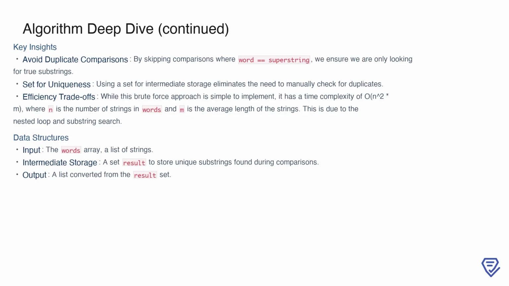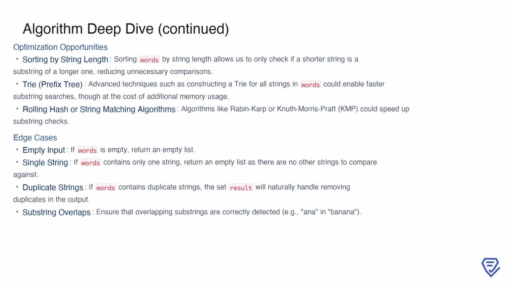As for the data structures, we're working with three key components: the input array words as a list of strings, the intermediate set result for storing substrings, and the final output, which is a list converted from the set. This algorithm can be optimized to improve performance.